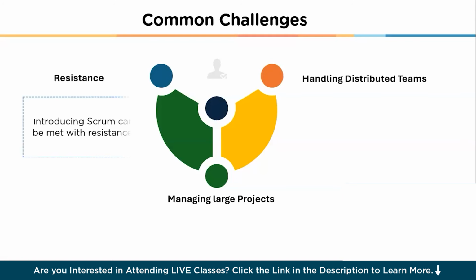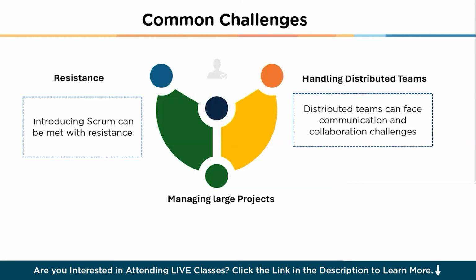The first one that we have all over here is resistance to change. Introducing Scrum can be met with resistance, especially in organizations accustomed to traditional project management methods. To overcome this resistance, it's important to provide education and training on Scrum principles and practices. Involving team members and stakeholders in the transition process and highlighting the benefits of Scrum can also help build support.